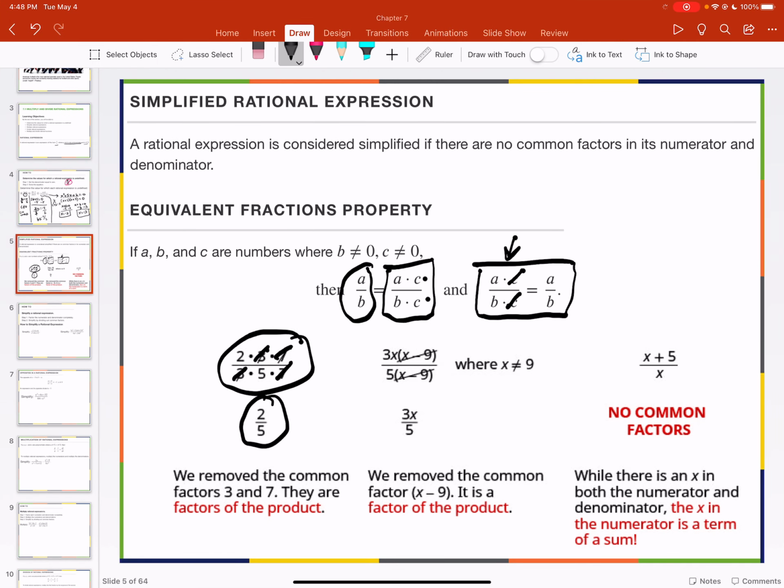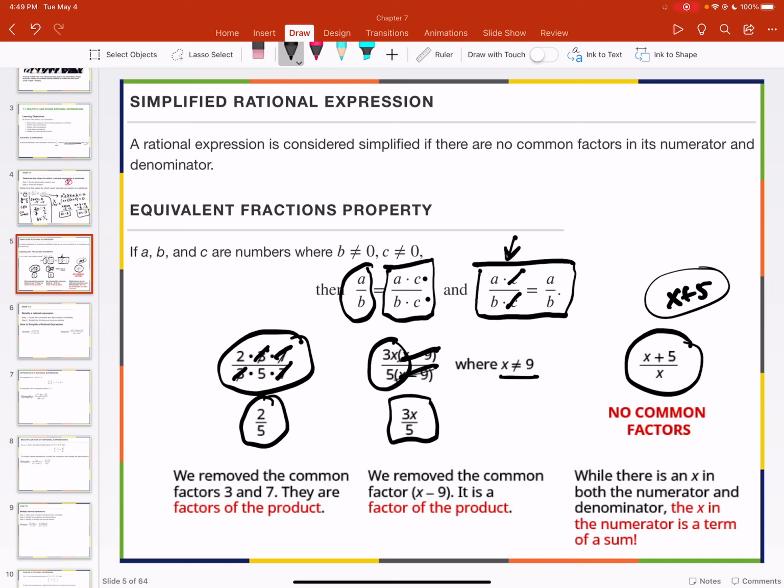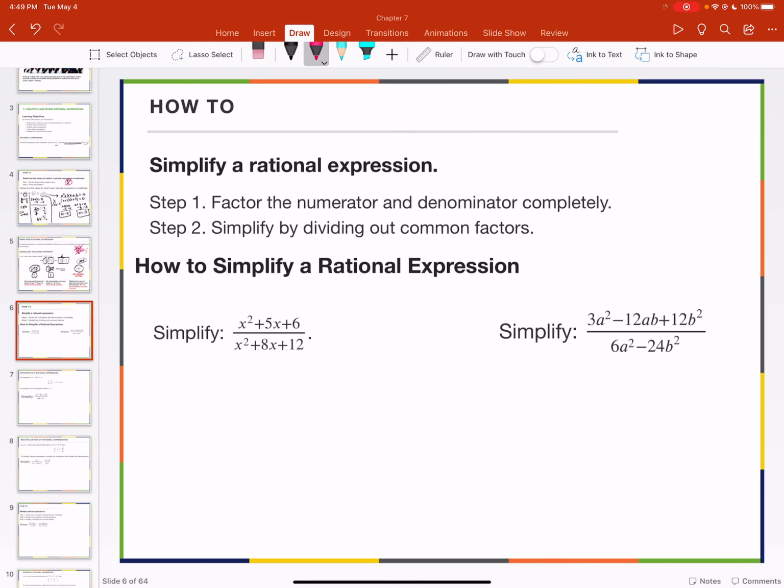Here we have 3x times the quantity x minus 9 over 5 times the quantity x minus 9, so the x minus 9s can cancel out. Remember, x cannot be 9 because that would make the denominator equal to 0. And so your simplified fraction would be 3x over 5. In this case, there's no common factor. Even though there's an x, it's not a factor. X plus 5 is a term, okay? So while it might be tempting to see something like this and go, yay, the answer is 1, that's a no-no. Do not do that, okay?